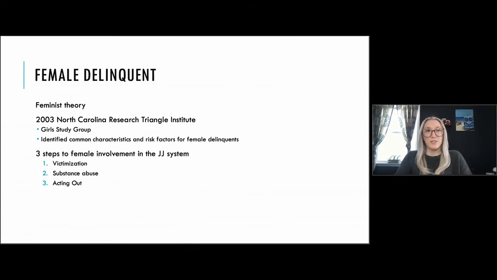Then there are three steps, they say, to female involvement in the juvenile justice system. The first is that the female is victimized in some way, which then leads to substance abuse. Substance abuse is highly correlated with early childhood sexual victimization, which is then linked to childhood abuse and the juvenile later developing alcoholism or drug problems. Third, we have acting out. Because of all of these issues that the female has just gone through, they're now going to start acting out at home, at school, acting out sexually, as well as violating the law and possibly joining gangs.